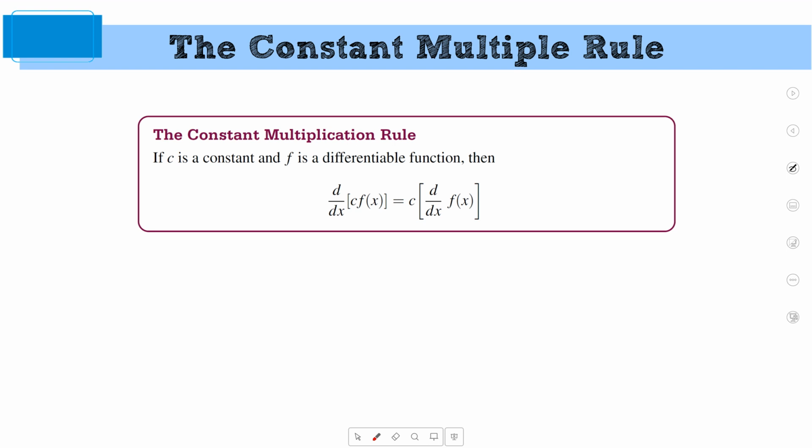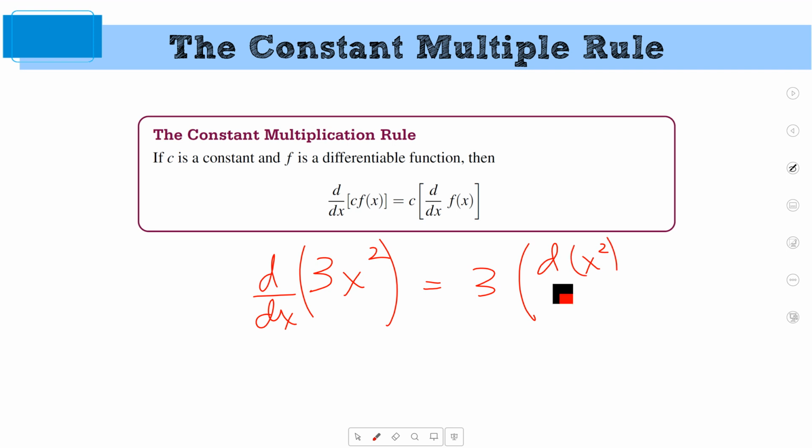All right, so for discussion purposes, I'm going to write it as 3x squared. Let's suppose we're taking the derivative of 3x squared. That's the same thing as 3 times the derivative of x squared.